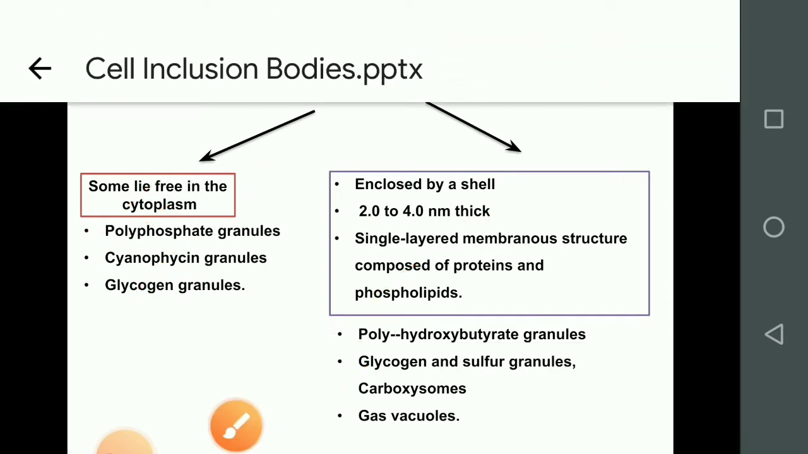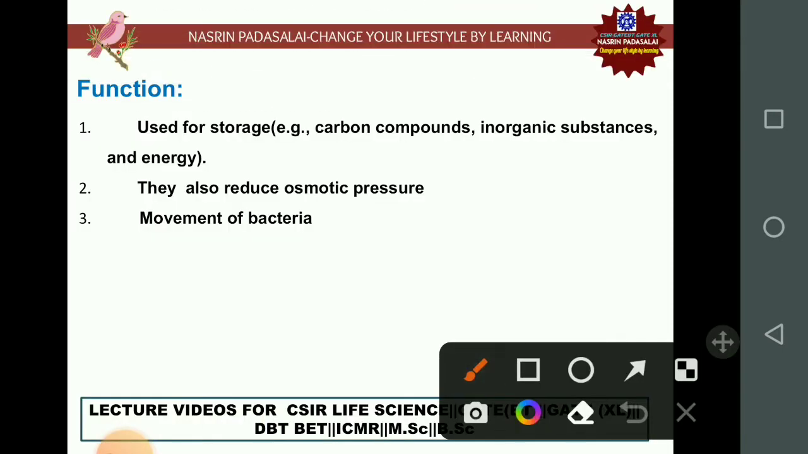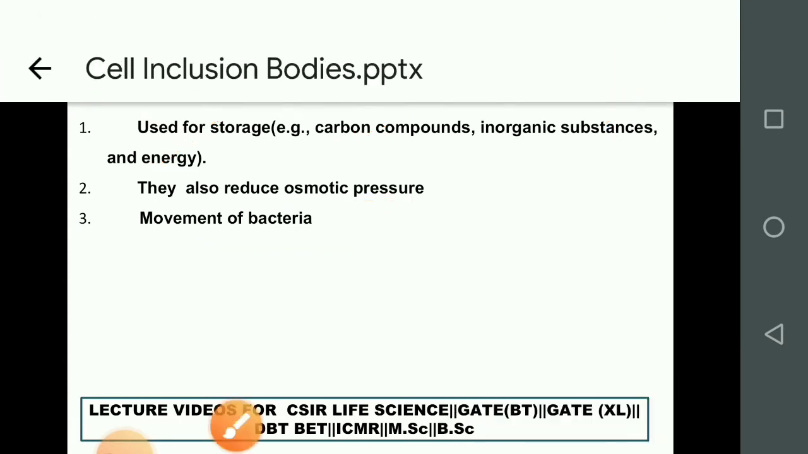Okay. So next, what might be the function of the inclusion body? Generally, inclusion bodies are used for storing carbon compounds, inorganic substances and storing energy. In addition to that, a few inclusion bodies may reduce the osmotic pressure, and some other inclusion bodies play a vital role in movement of bacteria.